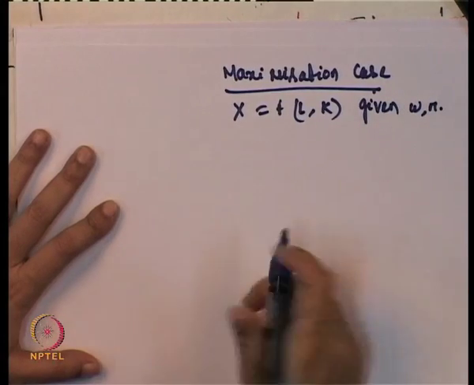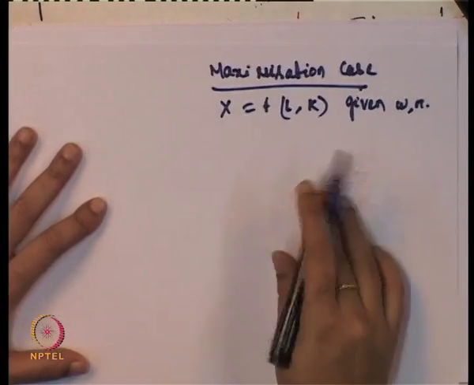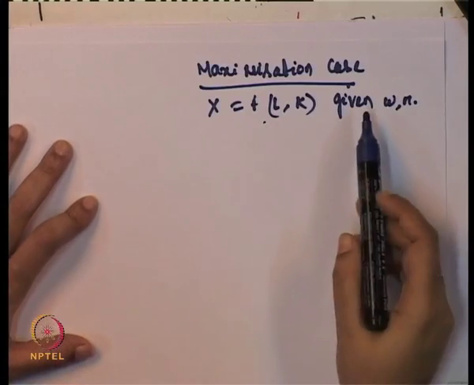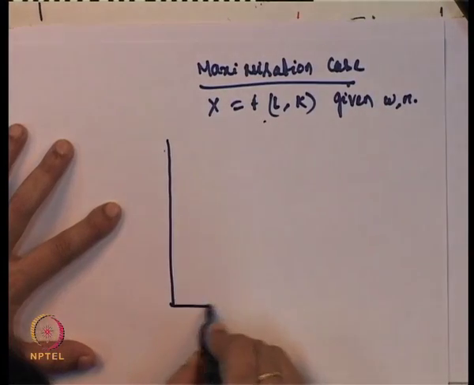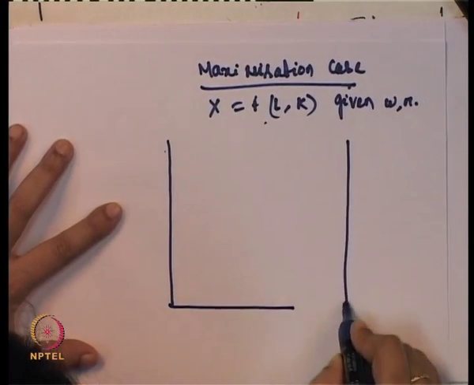So, maximization of X, which is a function of labor and capital, with respect to the input prices, that is W and R.